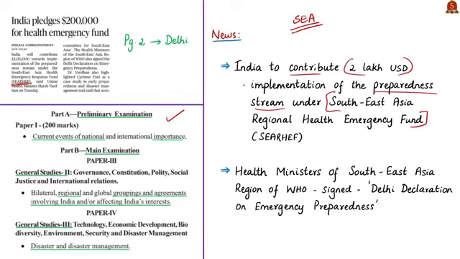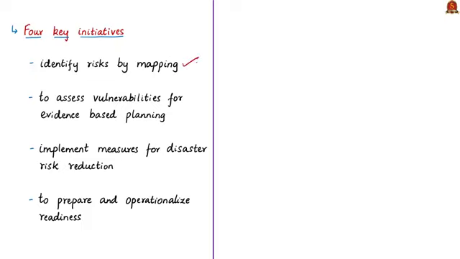In the session, the Delhi Declaration on Emergency Preparedness was adopted by the health ministers of the Southeast Asia region of WHO. This Delhi Declaration on Emergency Preparedness calls for 4 key initiatives. Firstly, to identify risks by mapping. Secondly, to assess the vulnerabilities for evidence-based planning. Then thirdly, to implement measures for disaster risk reduction. And finally, to prepare and operationalize readiness against the disasters or the emergencies.